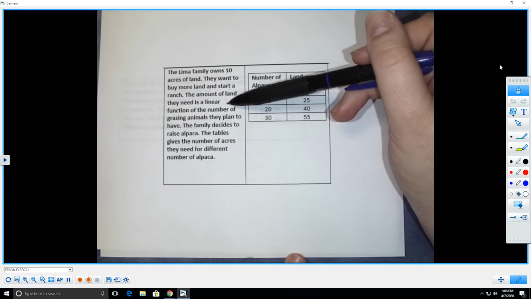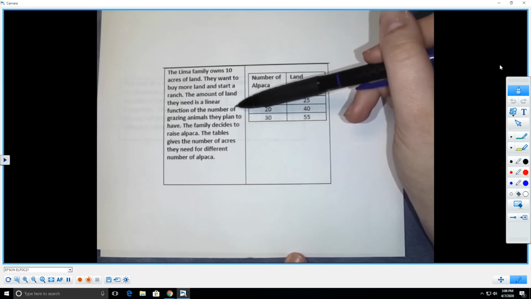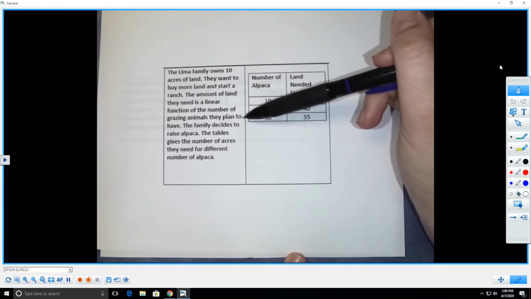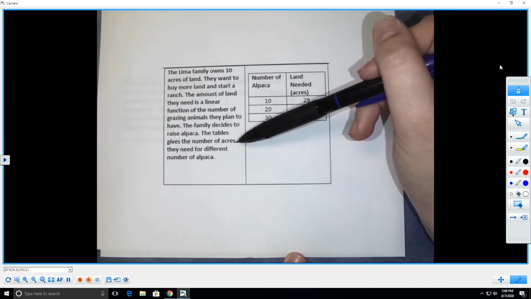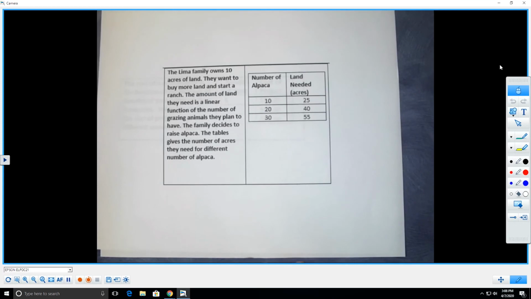The amount of land they need is a linear function of the number of grazing animals they plan to have. The family decides to raise alpacas. The table gives the number of acres they need for different numbers of alpacas. Now, let's think about a couple questions together. We want to write an equation to model the data in the table. We know that we can use the slope-intercept form of a linear equation to do that.